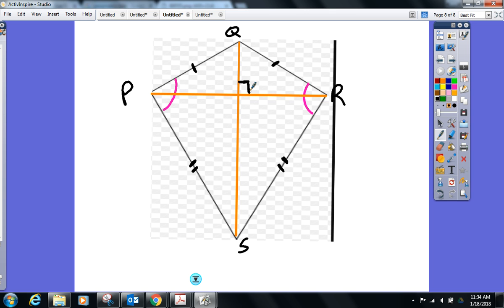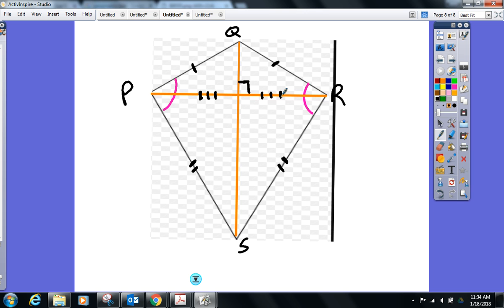And also I heard somebody say it, the longer one bisects the shorter one. So it cuts the shorter one into 2 equal parts. But the longer one does not get bisected. Okay, so those are the four main properties of a kite right there. Good, Amy? Anything?